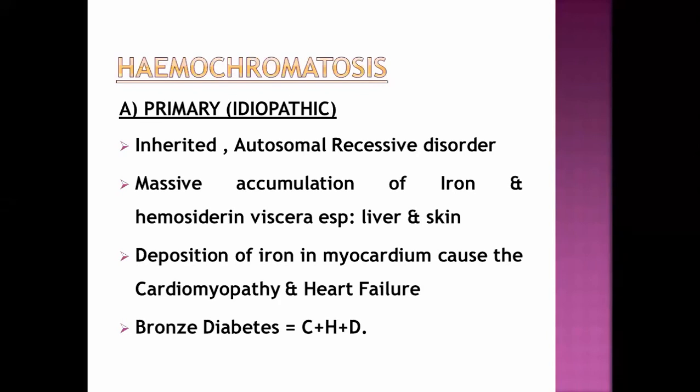What is Bronze diabetes? Diabetes that occurs due to iron overload, or diabetes that occurs in a patient of primary hemochromatosis. Simple definition. What is Bronze diabetes?